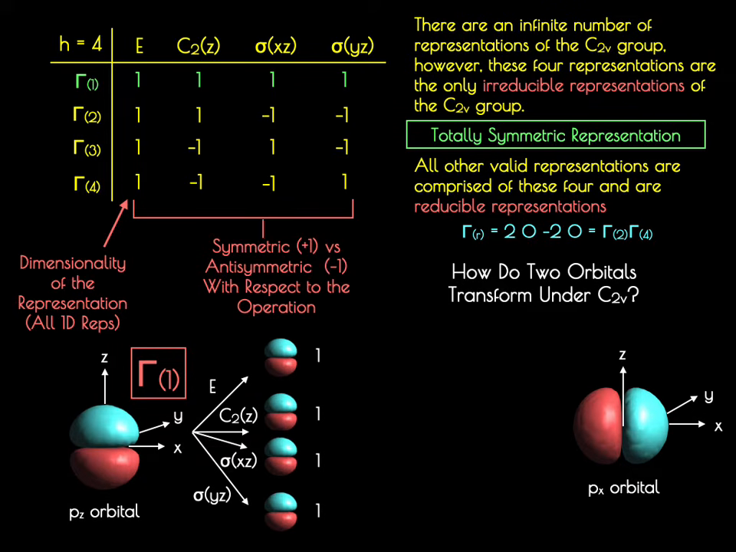In the case of the px orbital, we go through, we do an E, it stays the same, it gets a character of 1.